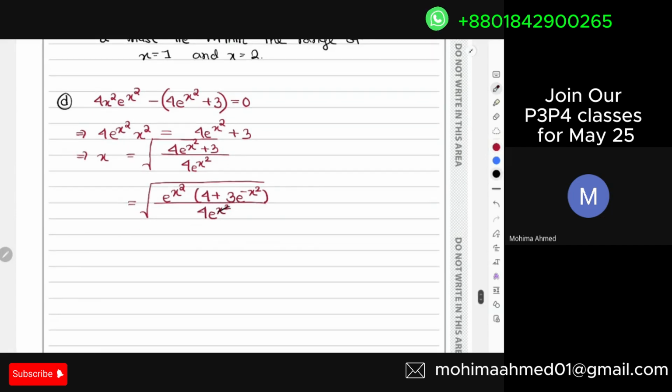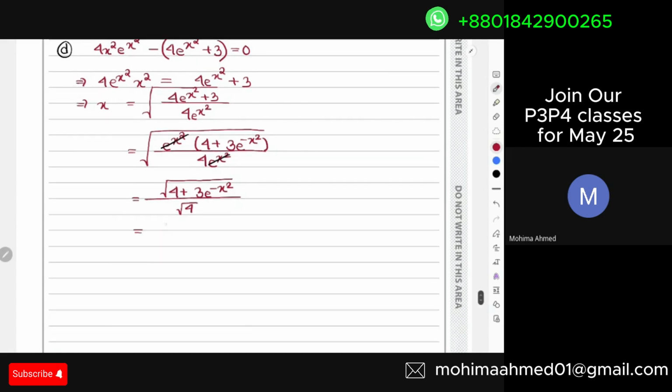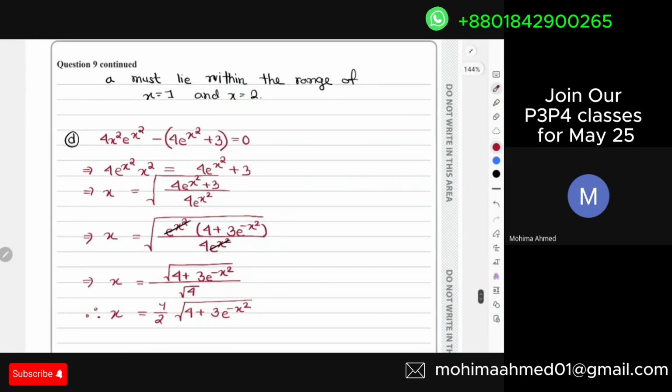One thing to understand is that e^(x squared) cancels out, and now we can write this separately as the square root of 4 plus 3e^(minus x squared), and then divide by the square root of 4, right? The square root of 4 is 2, so I can write this as half times the square root of 4 plus 3e^(minus x squared). So this is your value for x. Right, this is what they were asking to show, and we have clearly proved that.